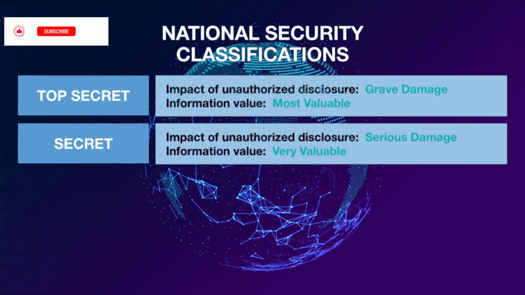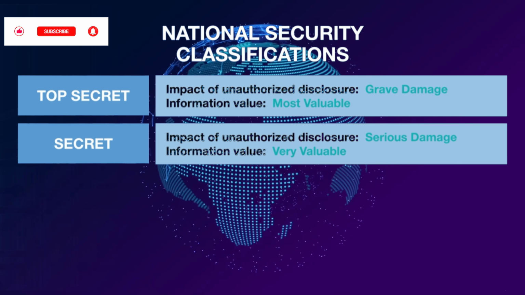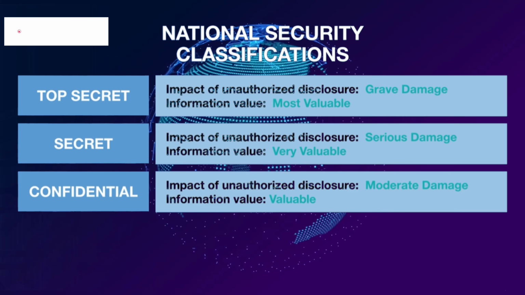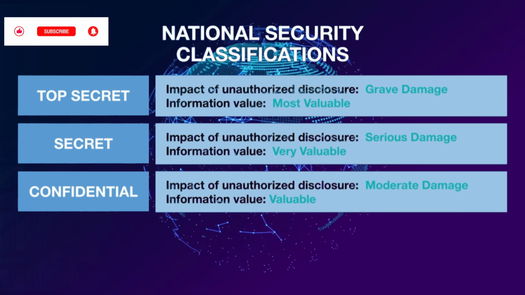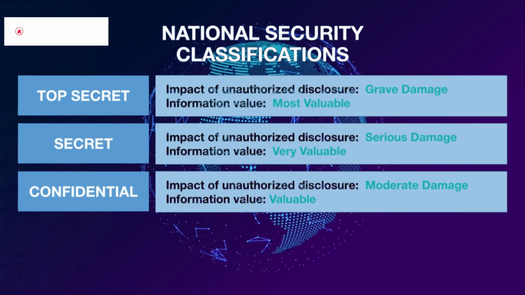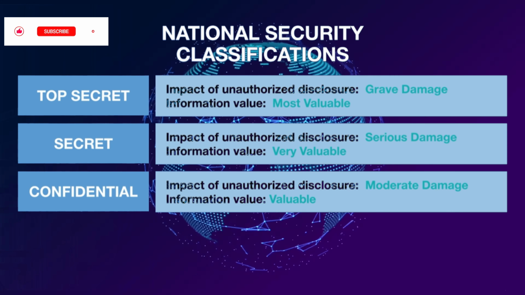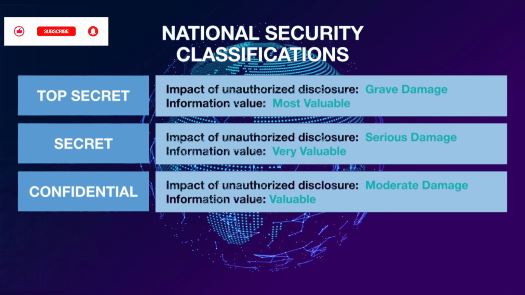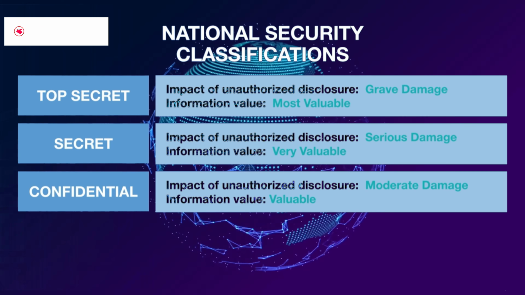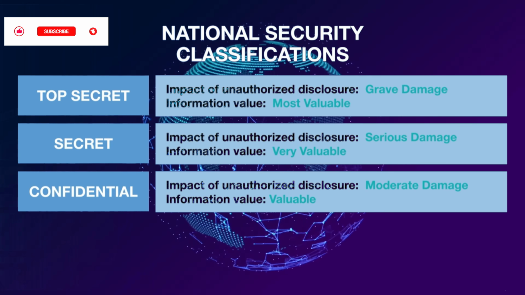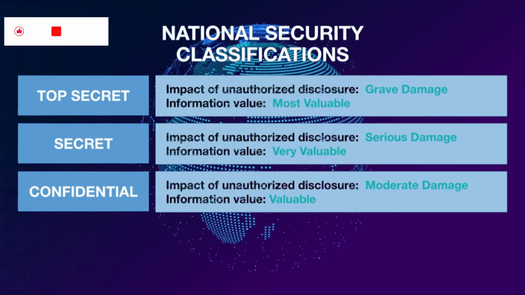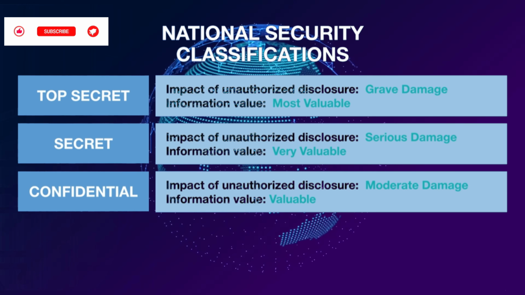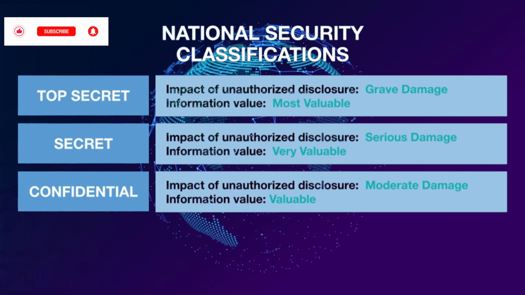The next level down would be confidential. If this was disclosed, it would cause moderate damage to the nation or to the military. That means the information is valuable. It's not very valuable, it's not really valuable, it's just valuable. Meetings with foreign dignitaries, foreign representatives, sensitive relationships with the government. These are examples of confidential information.